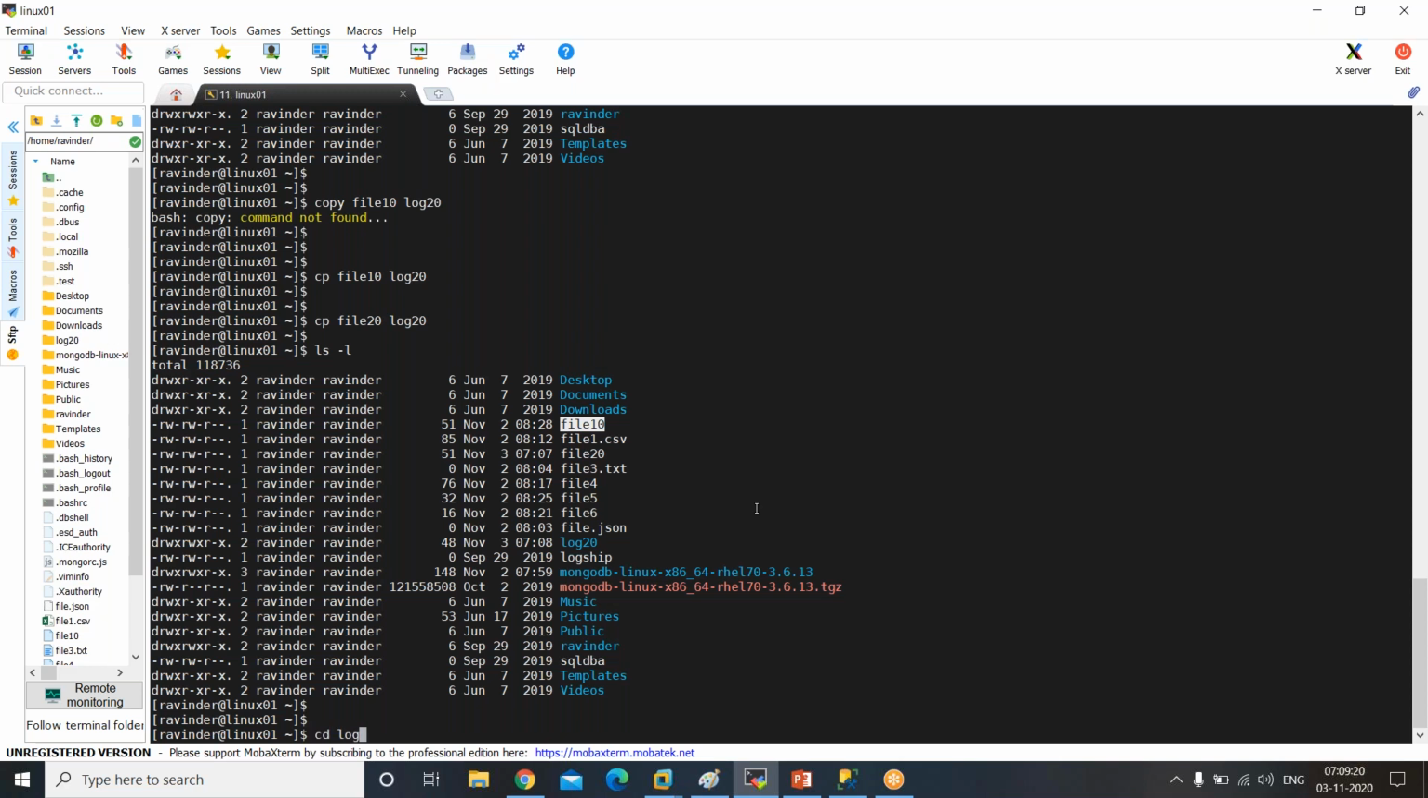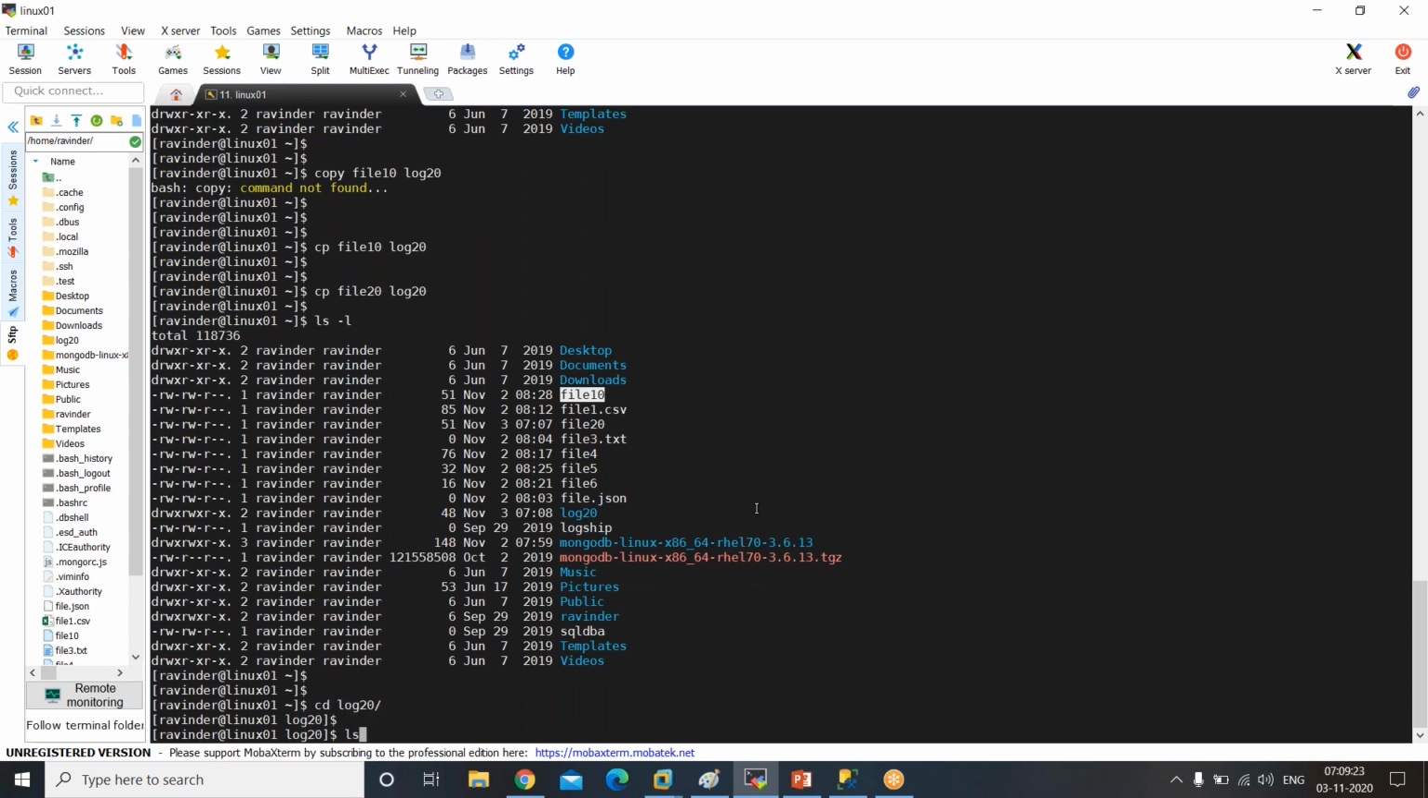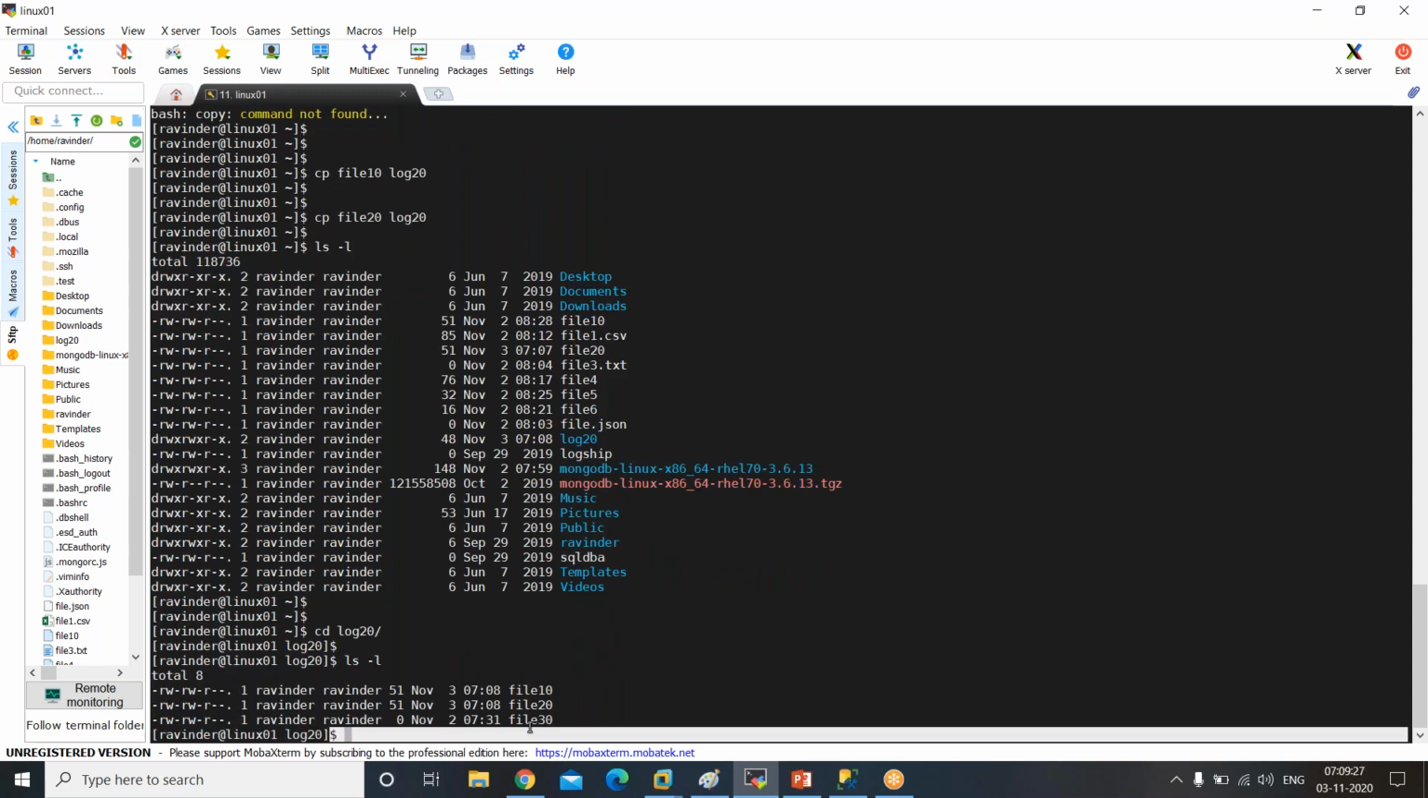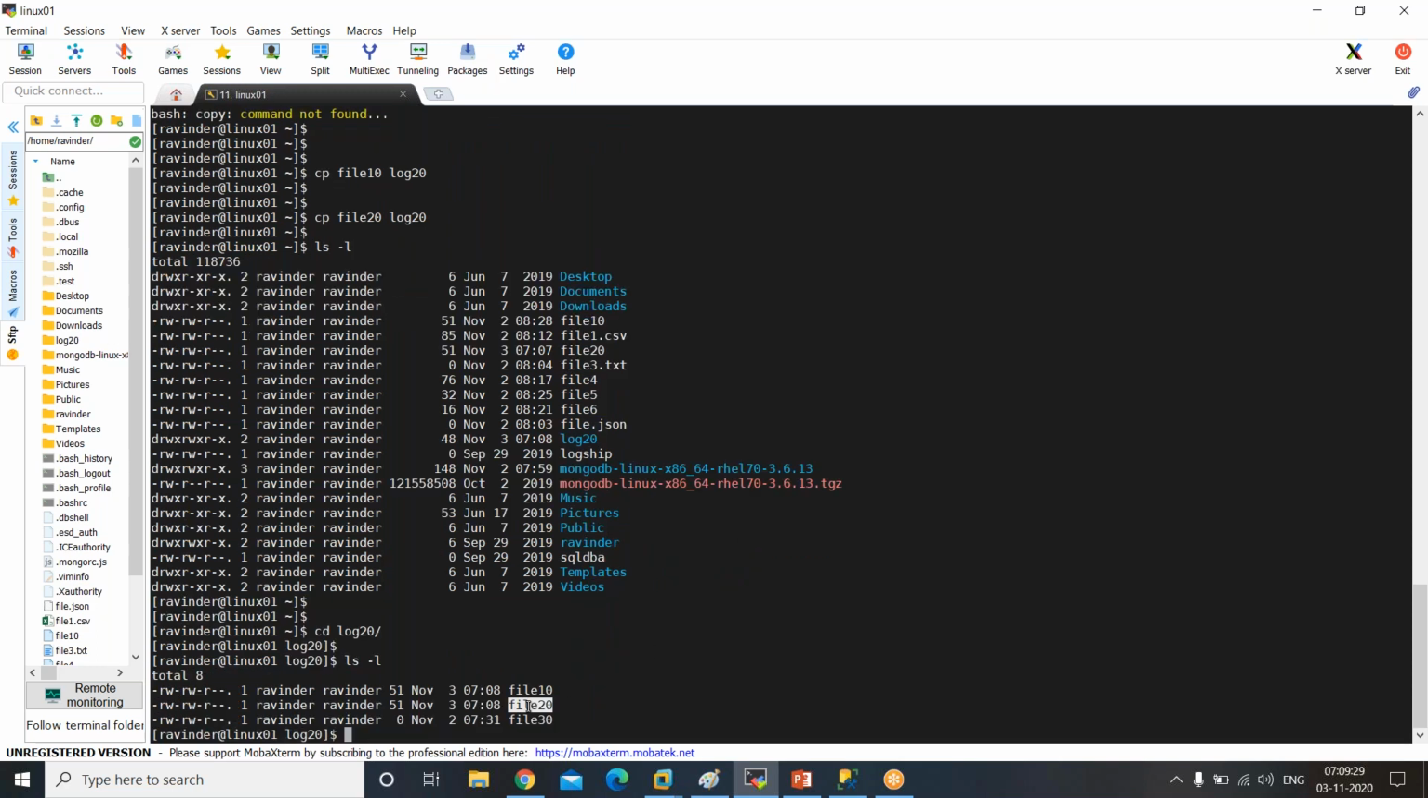So if I go to the log directory here and see what we have inside it, we will have three files here. See, there was file30 before. Now we have file20, file10.